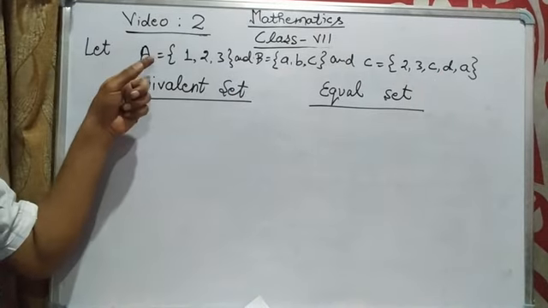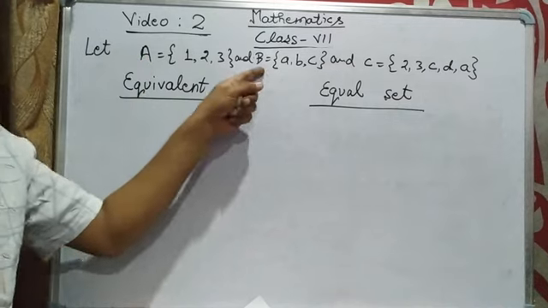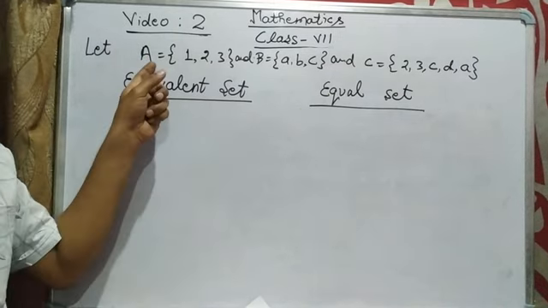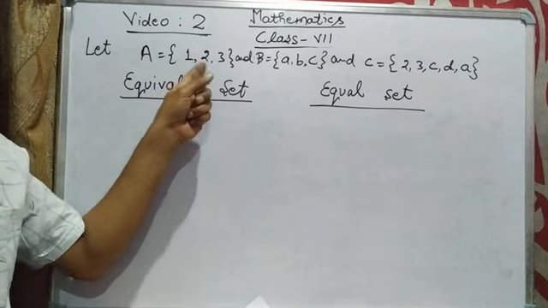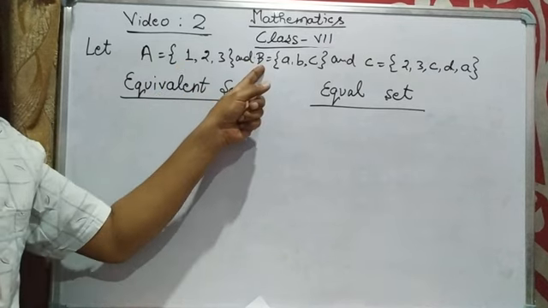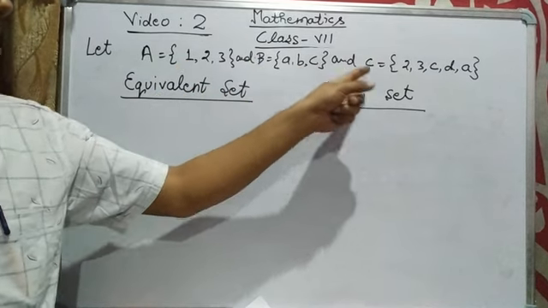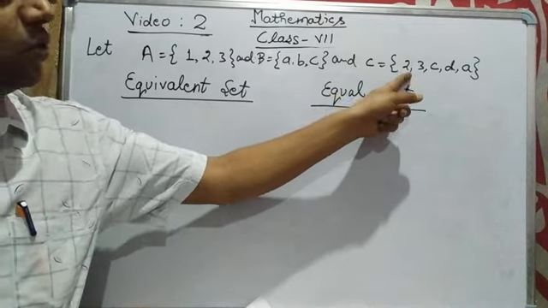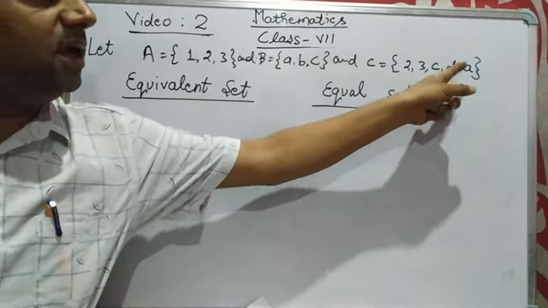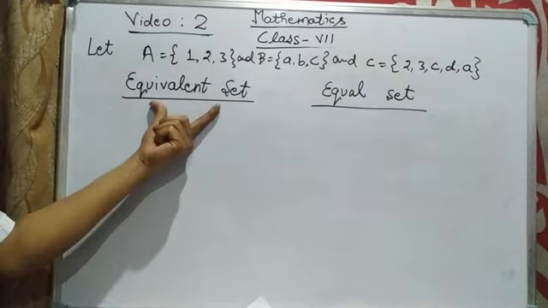Here three sets we are considering: A, B and C. In A, the elements are 1, 2, 3. In B, the elements are A, B, C. In C, the elements are 2, 3, C, D, A. Now the equivalent set.